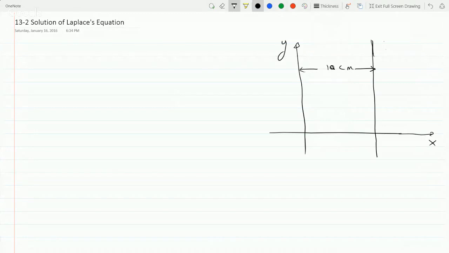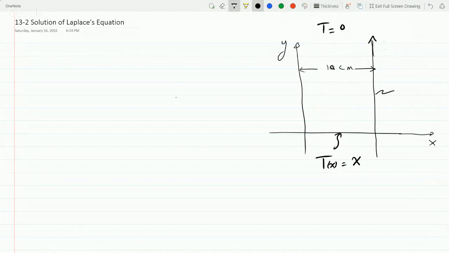And this is kept at 0. This goes all the way to infinity. So temperature here will be 0. This guy here, the temperature of x is equal to x. Okay. So for example, at 2 centimeters, the temperature will be 2. At 3 centimeters, it will be 3, etc.